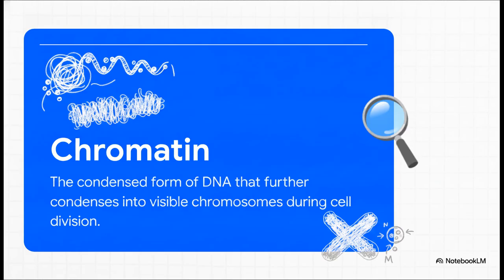But think about our linear DNA for a second. It doesn't just float around loosely as a tangled mess. It packs itself incredibly efficiently. Chromatin is that condensed form of DNA wrapped around those histones. And it only forms those dense, familiar X-shaped structures that we call chromosomes when the cell is actually getting ready to divide during the M phase. It's basically nature's ultimate packing system.